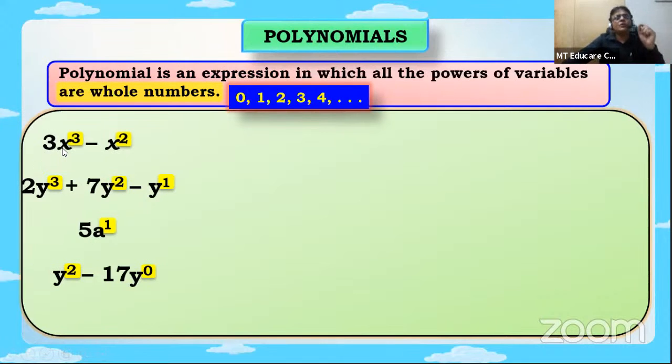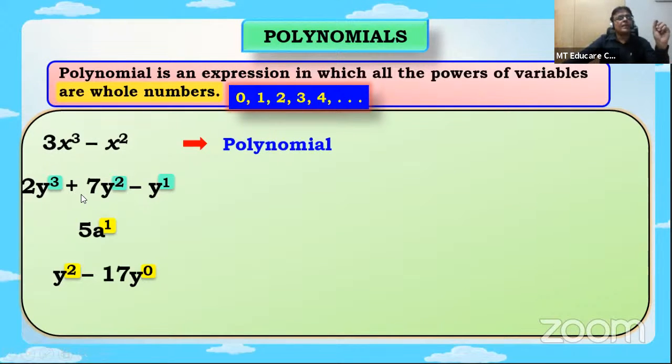Now we just need to check the powers. Look at the first expression. Power is 3, power is 2. This 3 and 2, both are my whole numbers. 3 is also coming in whole numbers, 2 is also coming in whole numbers. So since the powers are whole numbers, it is a polynomial. Simple. So we just have to check the powers, students.